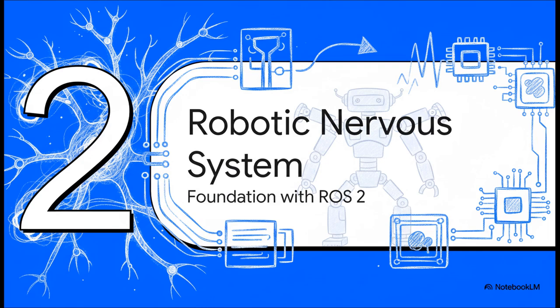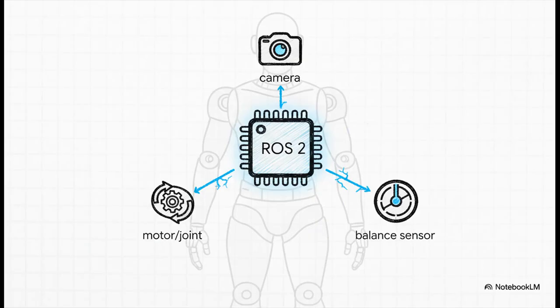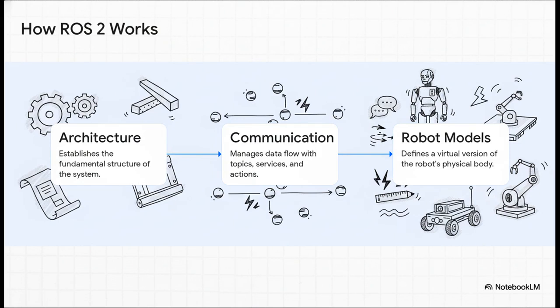Well, just like any animal, before a robot can think or move or do anything really, all of its parts need a way to talk to each other. It needs a nervous system. And that brings us to our first major building block, ROS2. It stands for Robot Operating System 2. The best way to think about this is as the robot's central nervous system. It is the absolute communication backbone that connects everything, the motors, the cameras, the balance sensors, all of it, into one single functioning system. This nervous system really has three key jobs.